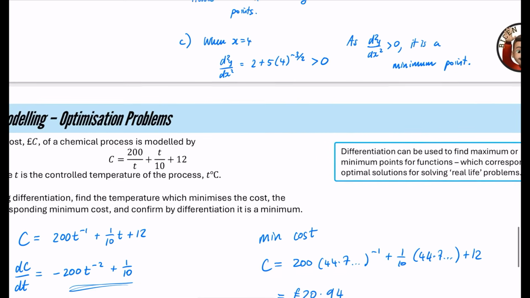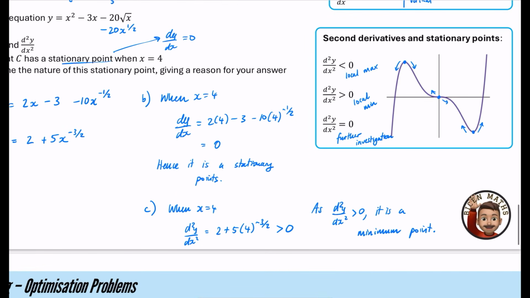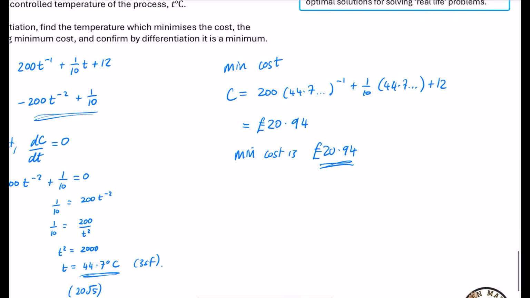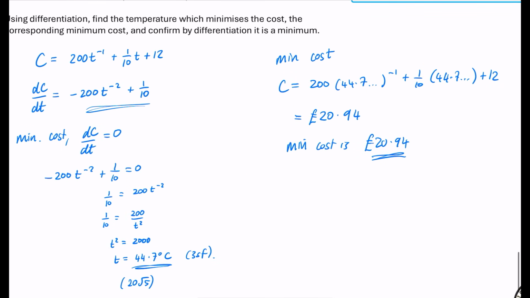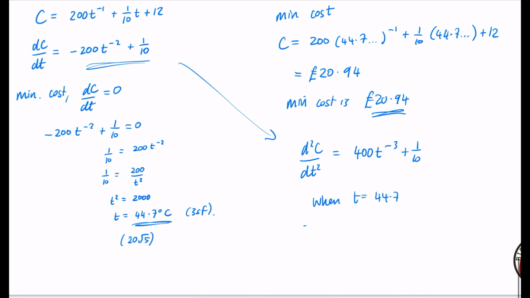And the way we can confirm it's the minimum is by, of course, using the second derivative and hoping that we get that the second derivative is greater than 0. So I will go to this thing that we have here and differentiate it again. So we get d2c dt squared. So I will take the minus 200 and multiply it by minus 2. So it will become a 400 t to the minus 3 plus 1/10. When t is equal to 44.7, we get this thing. It's pretty obvious now. It's going to be positive. It would be 400 times 44.7 to the power of minus 3 plus a 10th.